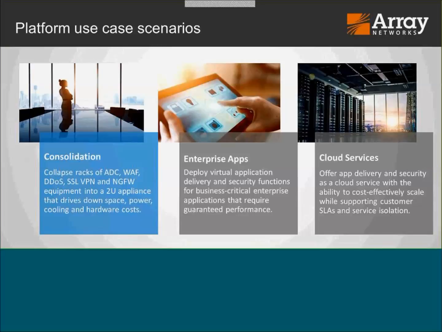Drives tremendous cost efficiencies, both in terms of the space, power, cooling, and also the cost of the hardware as well. Enterprise apps would be another one that I touched on briefly, which is, hey, I've got a mission-critical app, but it requires a lot of layer 4 through layer 7 networking and security services, and I want to dedicate the network functions platform to hosting all the services needed to support one particular application. And that would be another use case.